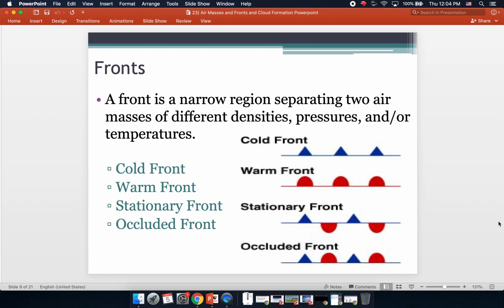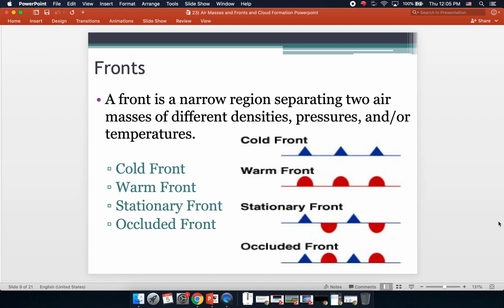All right, now we can talk about weather fronts. A front is a narrow region separating two air masses of different densities, pressures, and or temperatures. So basically it's just the boundary between two different parcels of air that have different densities, pressures, and temperatures. We have four different types: a cold front, warm front, stationary front, and occluded front.